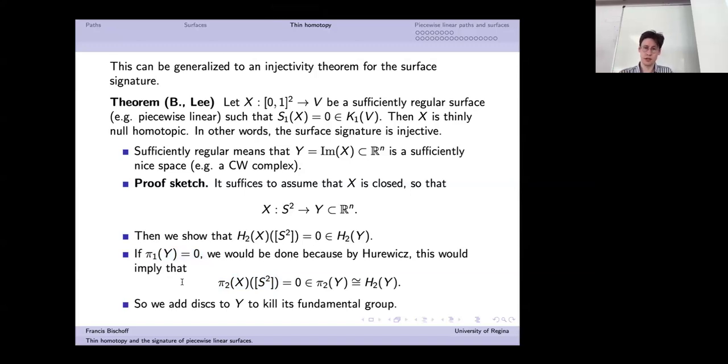Sorry, what's Y? Is that the image? It's the image, yeah. Oh, sorry, I see. So in the previous example, X was the map from a sphere and Y was RP2. RP2 has non-trivial fundamental group, so we just killed that by adding in that homotopy. And that's essentially the argument.